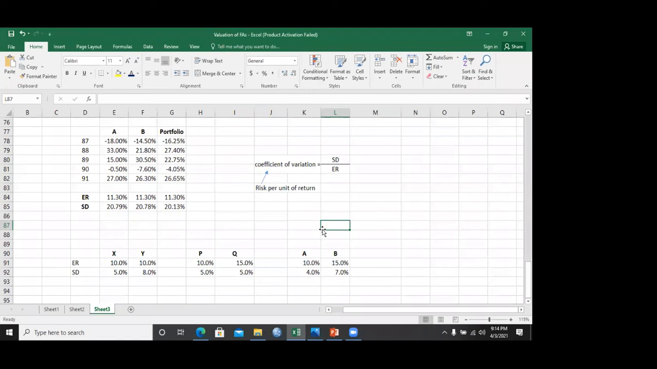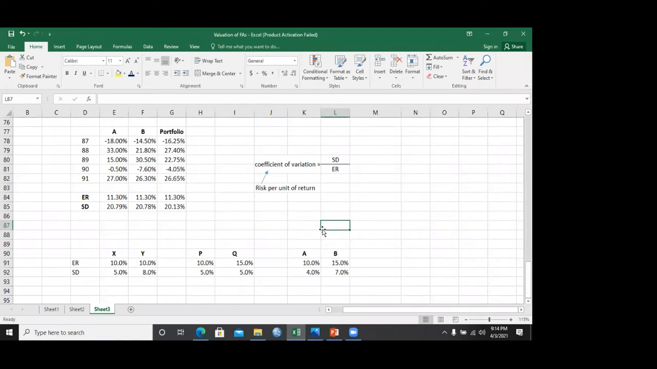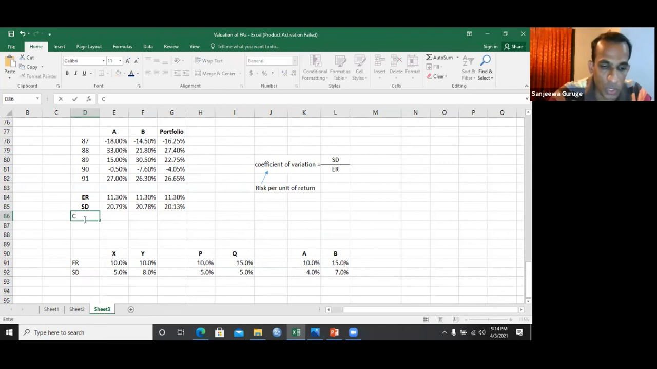For the risk we take, what is the return we can expect? Risk per unit of return. To earn 1% return, what is the risk we have to take? That's why we call it risk per unit of return. Okay, now if you calculate the coefficient of variation for these options, asset A, B, and the portfolio, we calculate standard deviation divided by expected return.